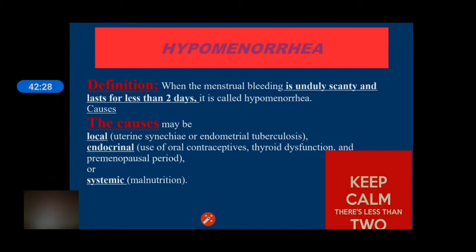Hypomenorrhea. Hypo means less. The definition of hypomenorrhea goes like this: when the menstrual bleeding is unduly scanty and lasts for less than 2 days, it is called hypomenorrhea. So it is less in amount as well as less in duration. If the bleeding occurs only for 1 day and is also too scanty, such a condition is called hypomenorrhea.